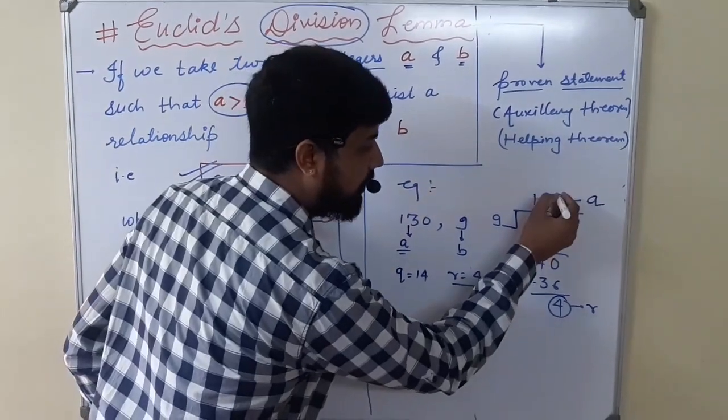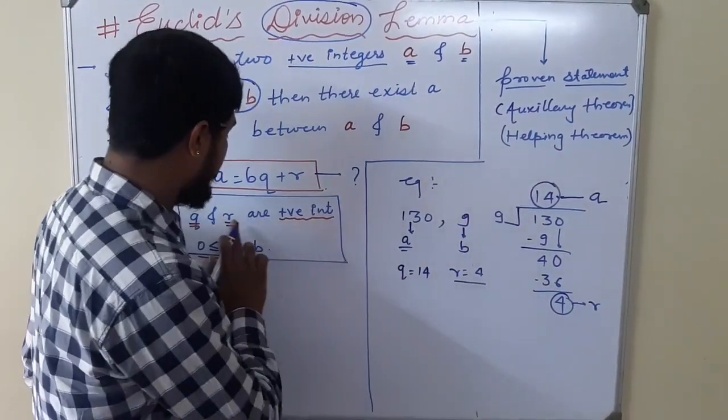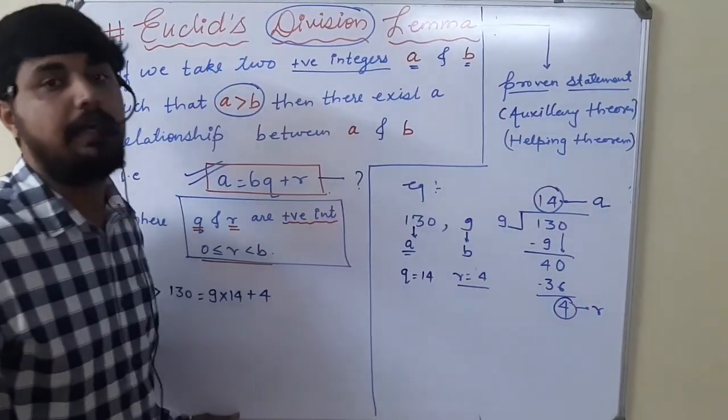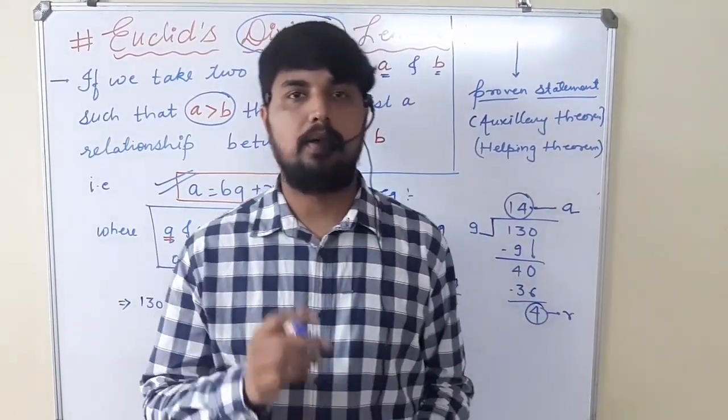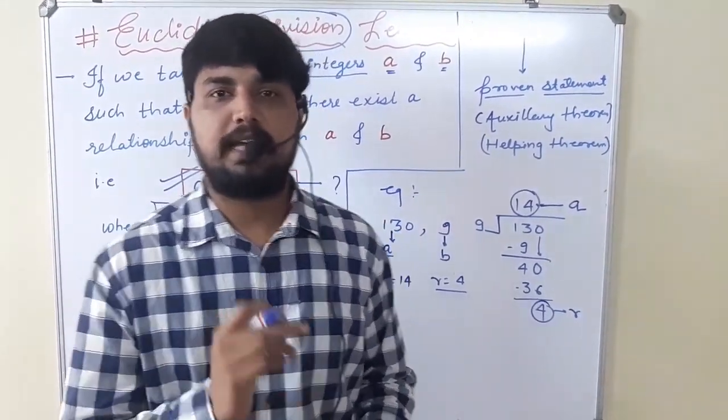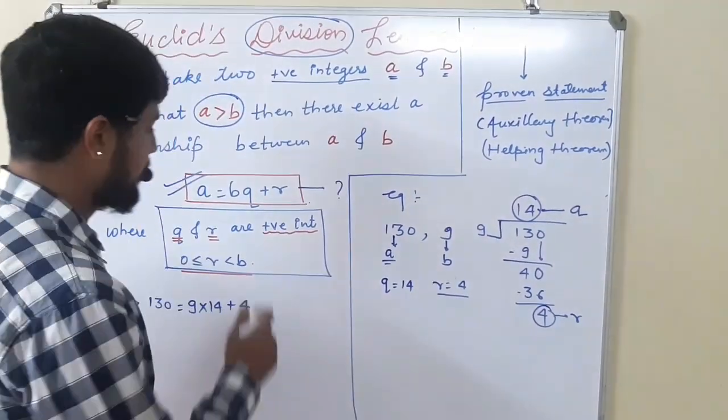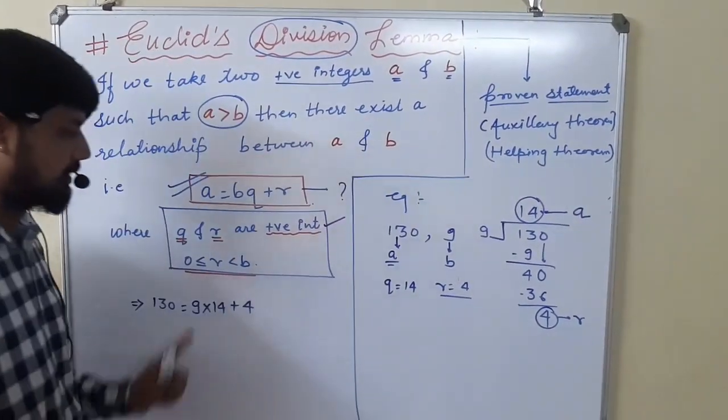That means the value of Q should be an integer and the value of R should also be an integer. In the previous video, we have already studied that integers are always complete numbers. They cannot be in the form of decimals. So I hope that you are clear with this first point.